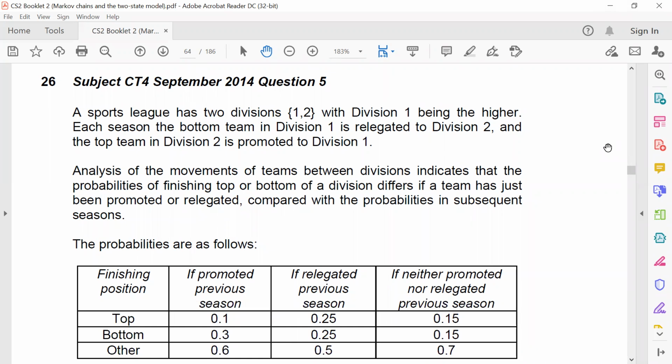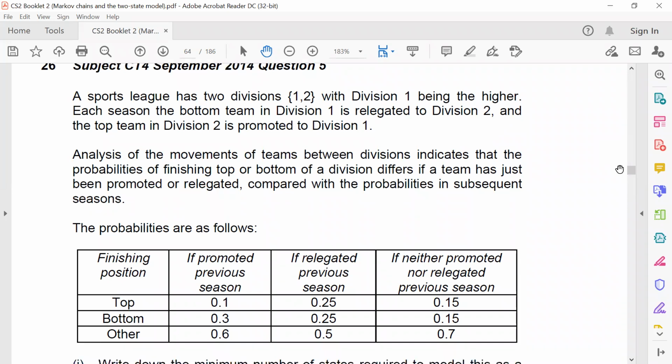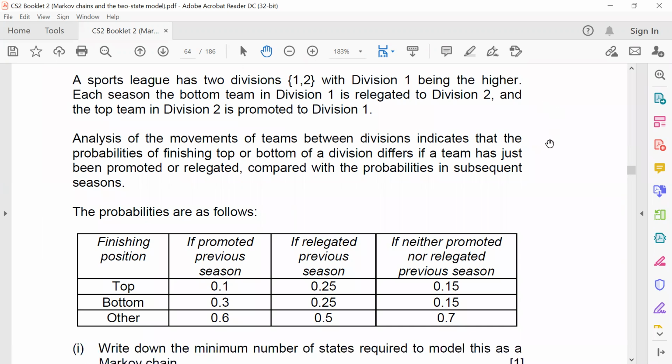Alright, so let's stick to the question. A sports league has two divisions. Division 1 is higher in ranking than Division 2. So the one team which is at the bottom in Division 1 goes to Division 2, and the one which is at the top in Division 2 goes to Division 1. I'm just going to call it 1 and 2. Forget about the divisions.